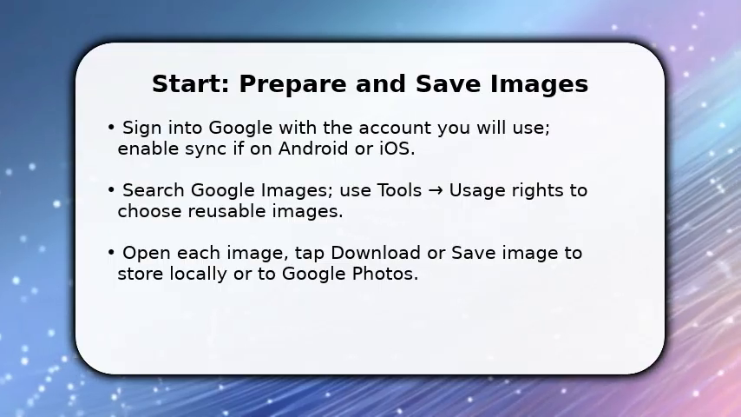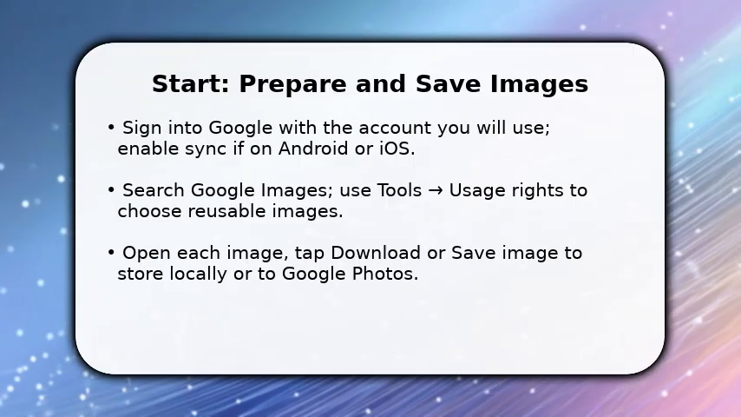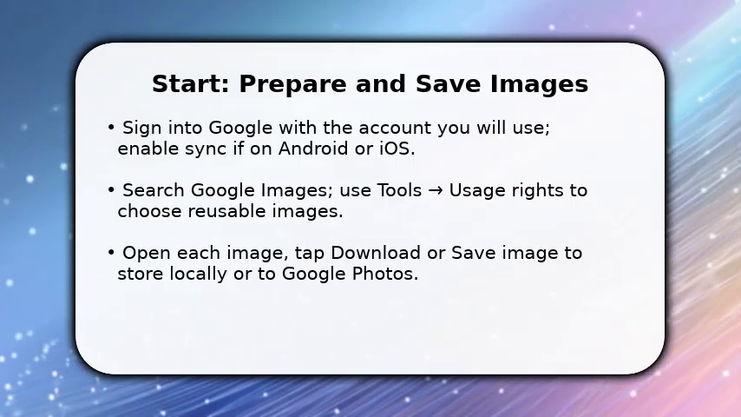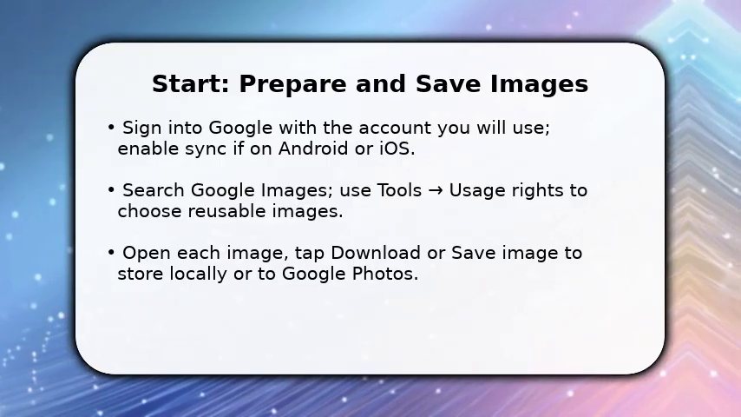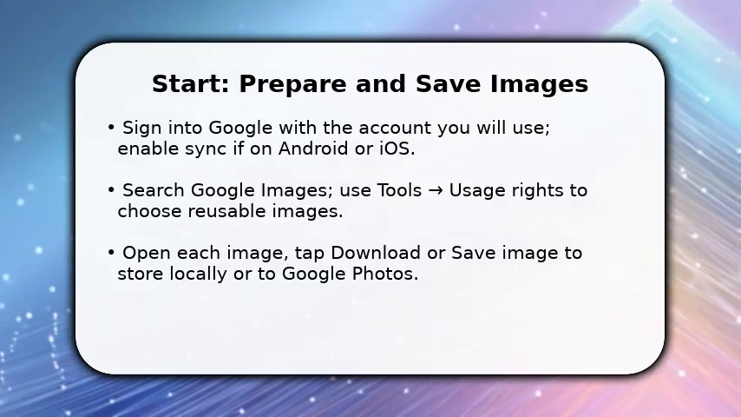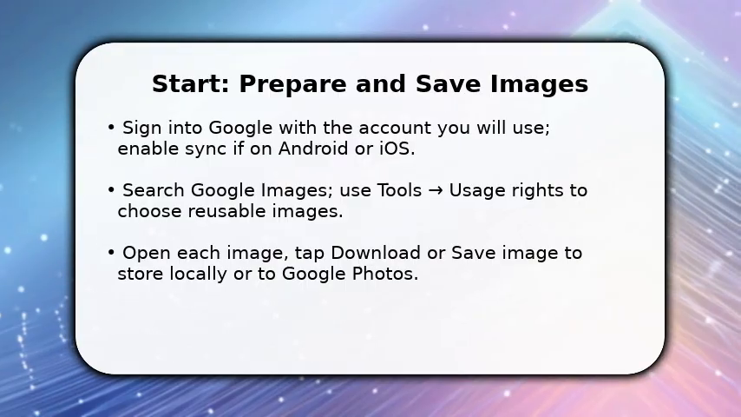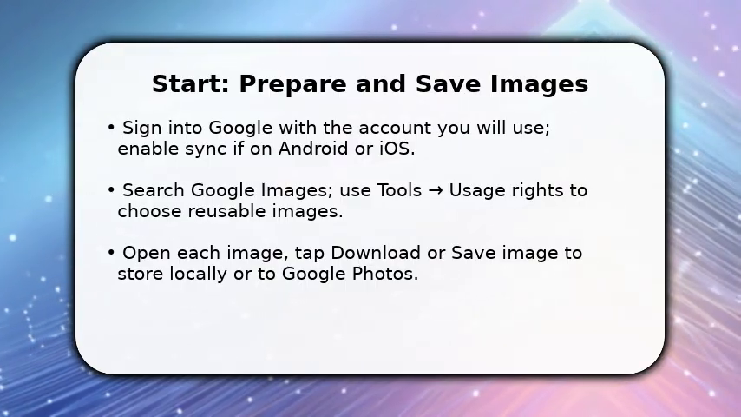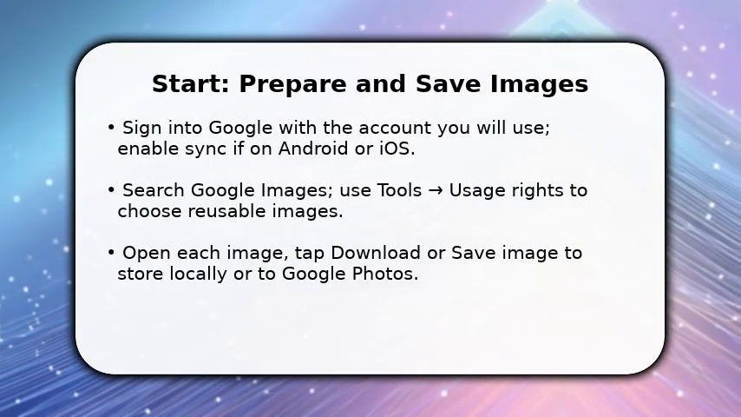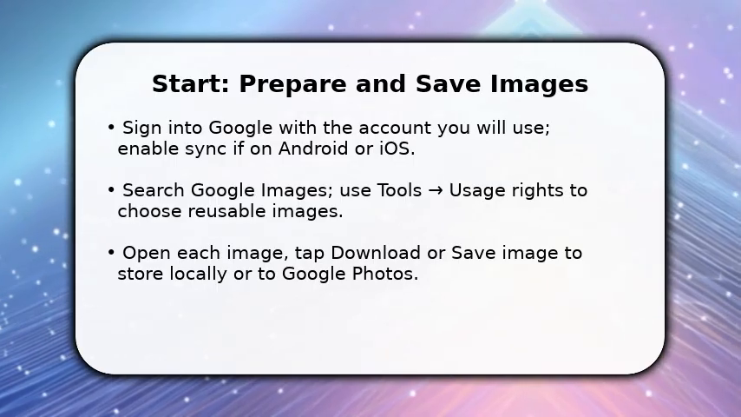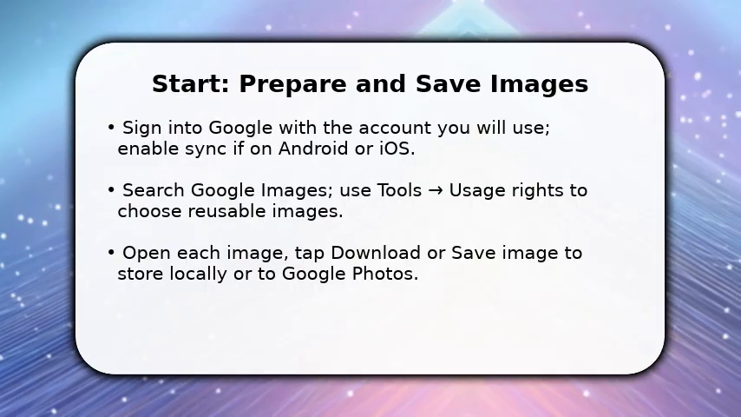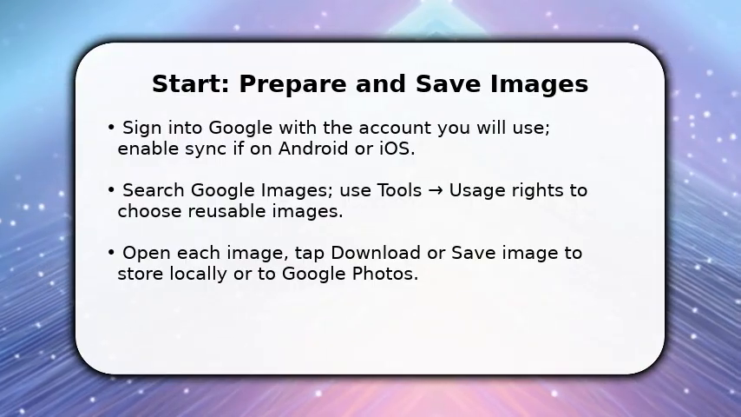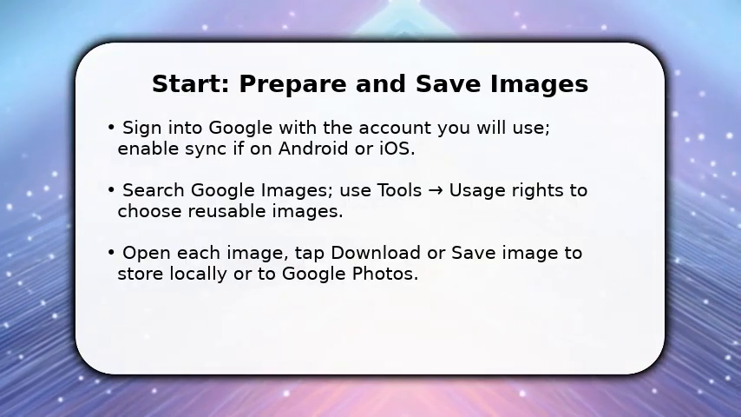You start by signing into Google and making sure Sync is active on your device. This lets saved images flow into cloud storage. Once signed in, search for images and immediately apply tools, then usage rights, so you avoid copyright problems. After you find a usable image, open it fully and use the browser or app menu to download or save the image. Doing this places files in your device storage or directly into Google Photos, which is the bridge to your gallery.